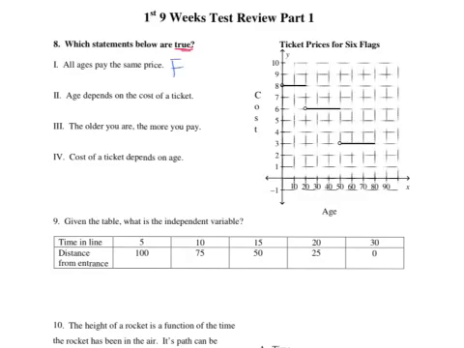Age depends on the cost of the ticket. Well, it is talking about age and cost. So we'll look at that one a little bit more in just a minute. Let's go ahead and read the next one. The older you are, the more you pay. Well, that doesn't really make sense because we're saying people between 0 to 20 pay $8 and people 50 and on only pay $3. So this is backwards. So we're going to put that as false as well.